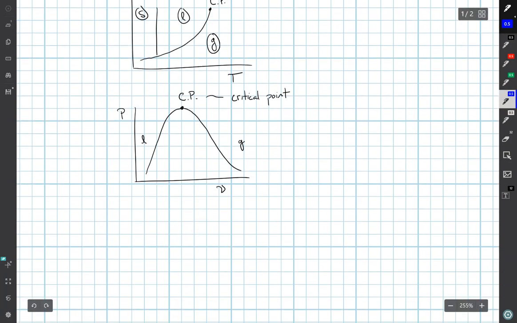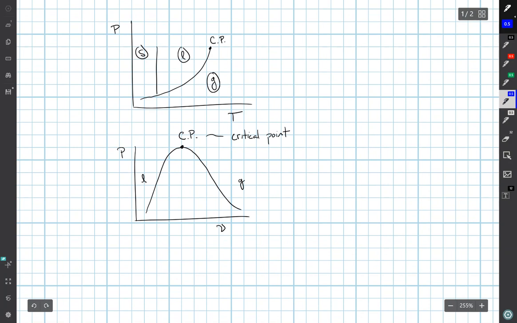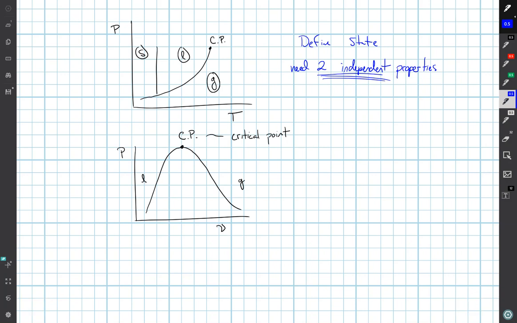So one of the challenges that we'll find is we're going to be talking a lot about properties of materials and defining the thermodynamic properties of a material. If we think about how we can do that, what we need to define our state is two independent properties. And I'm going to underline both two and independent.